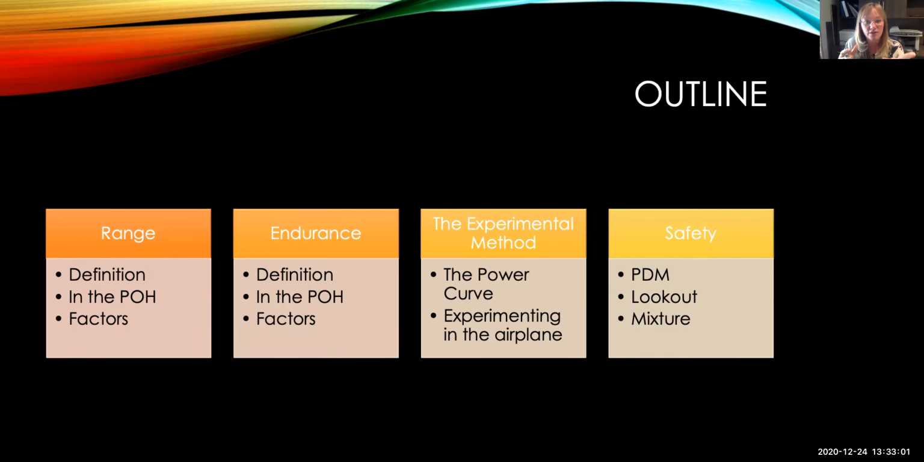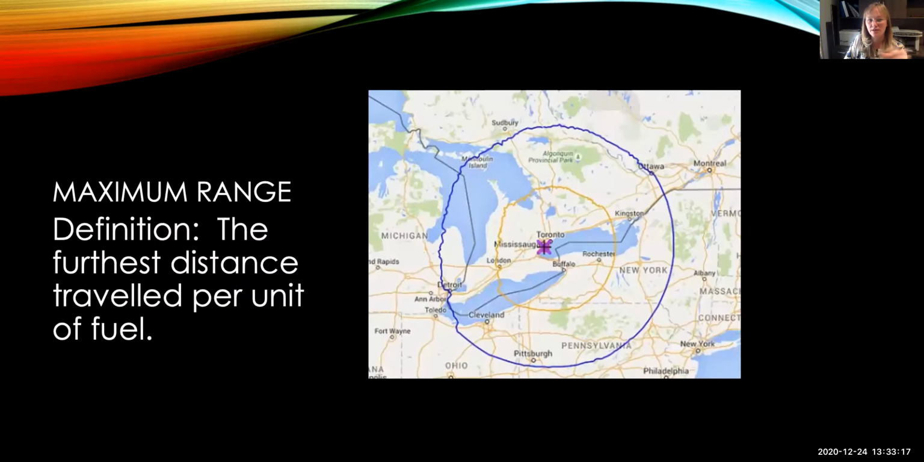And then, of course, also in endurance, the power setting and airspeeds to find the exact longest amount of time that you can stay in the air. Okay, and then, of course, last but not least, always, we have safety to talk about in every lesson. So to start off with range, like it says in our outline, we have the definition.